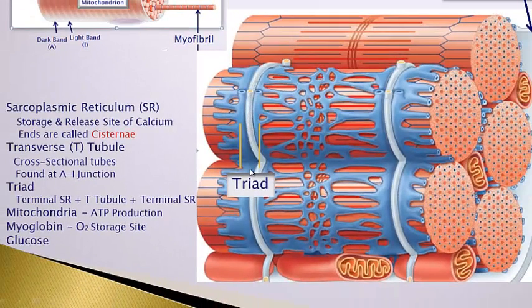Other things that we mentioned already is these cells are specialized to have a high concentration of mitochondria, myoglobin, and glucose.